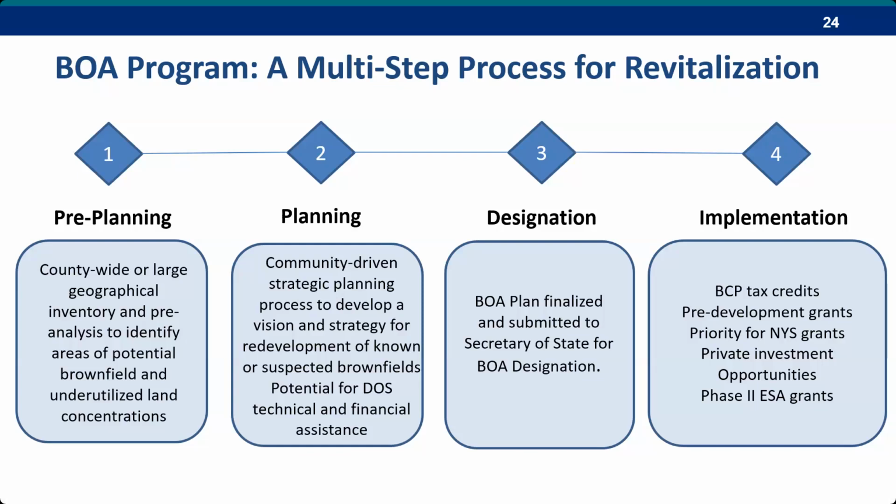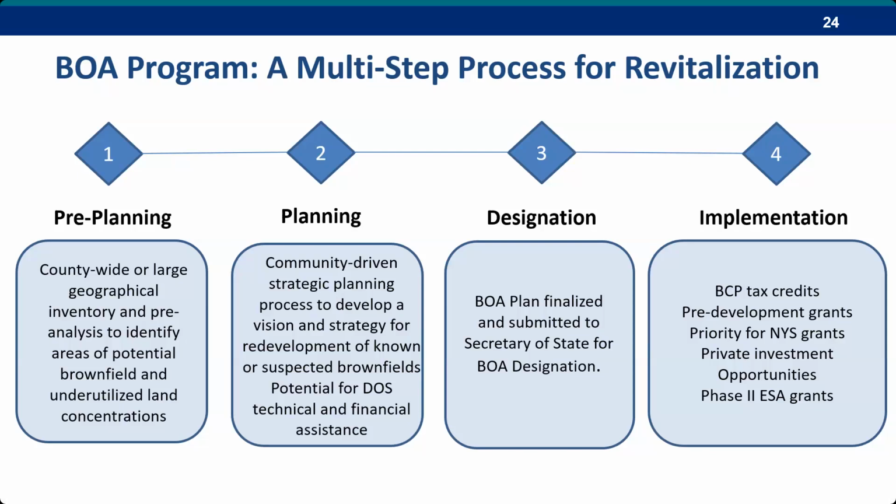For local municipalities, nonprofits, and New York City community boards, the appropriate first step in the BOA program may be the development of a new BOA plan or an update of an outdated BOA plan. A BOA plan is a realistic, community-based vision and strategy for an area affected by a concentration of known or suspected brownfields. Upon completion, the plan is submitted to the Secretary of State with a request that the area be designated as a brownfield opportunity area.